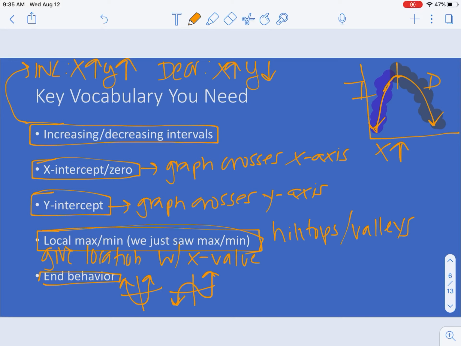And it's all about, as you go from left to right, what is the graph doing? So think about you are a little ladybug, you've hopped on the graph over here, and are you climbing up the hill or are you climbing down the hill? So that's what we're talking about with increasing and decreasing intervals.